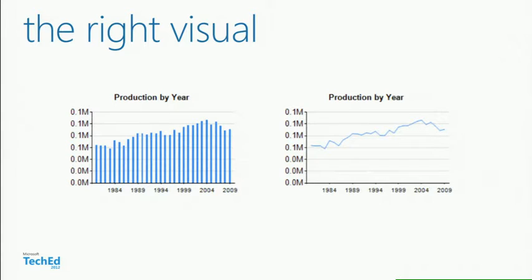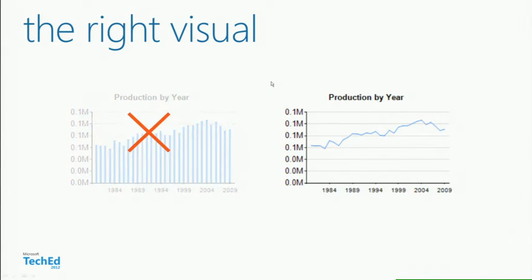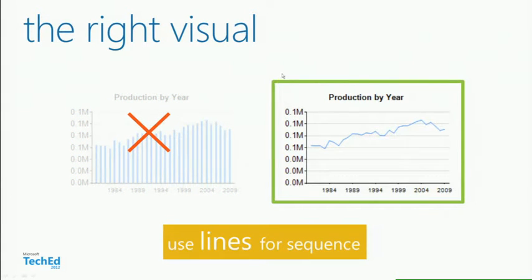Here, there is a sequence. We're showing production by year. So when you do this by columns, it gets very busy. If we wanted to bucket these into decades or something and make a histogram, then we might use columns. But if we're showing a lot of values and we're trying to show a trend, we really should use the line chart or an area chart.